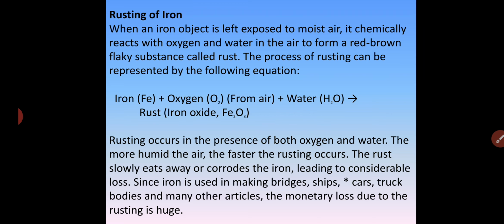So we can say rusting occurs in the presence of both oxygen and water. Why water? Because oxygen is present in the water. Even in humid air. Why humid air? Because the amount of water is more in humid air. So the more humid the air, the more the rusting. Slowly the rusting corrodes the iron, leading to considerable loss. So wherever metal is present, if you keep it as it is in moisture, it gets rusted.